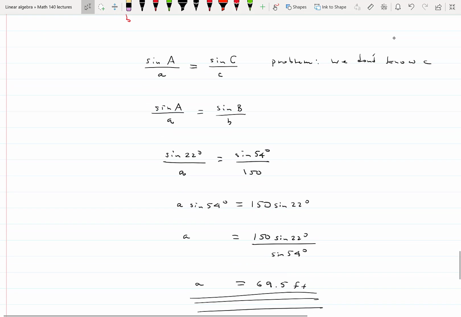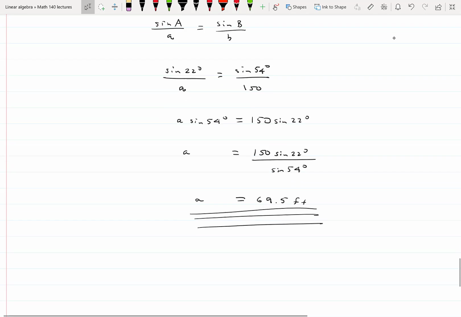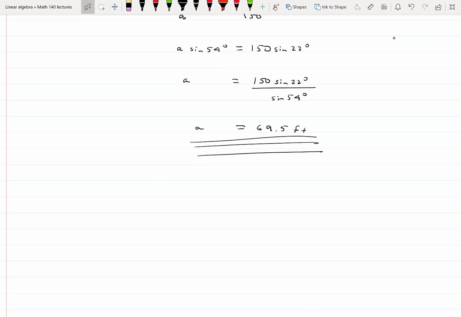Okay, so that's the idea, is to be able to solve more realistic types of problems using trig, where we were only able to solve problems that involved right triangles. Let's solve another problem. Let's do another example. So for example, solve the triangle.